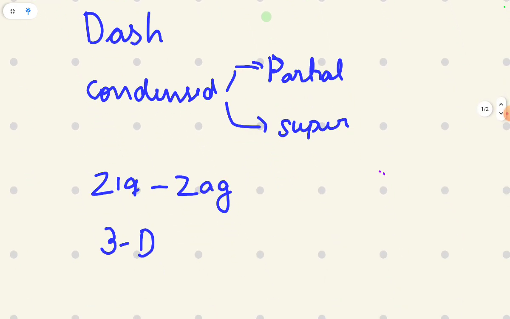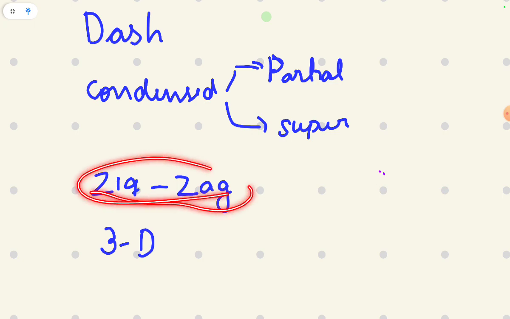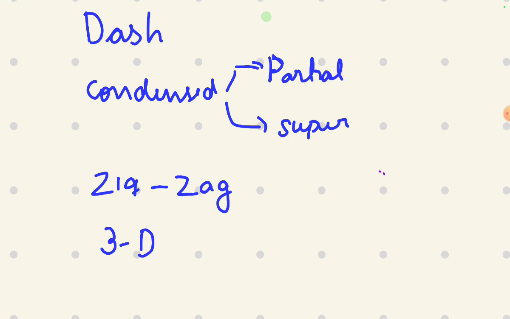Hope you understood. Let us understand zigzag at once, because we'll be using the zigzag representation in nomenclature. So it's very important to understand how to identify the atoms present here, and the functional group identification and all is very important.